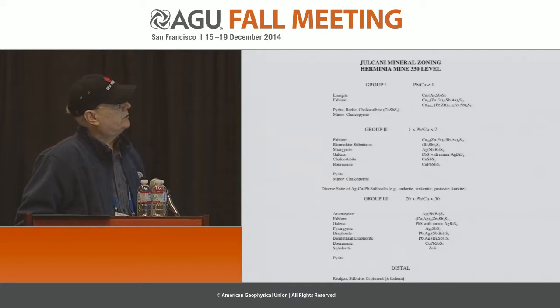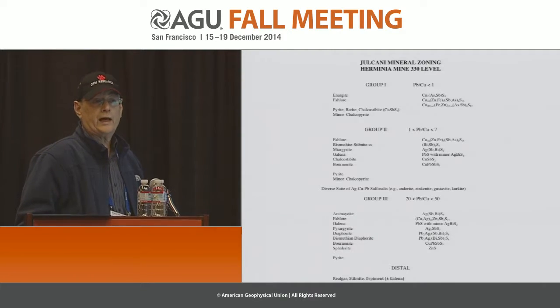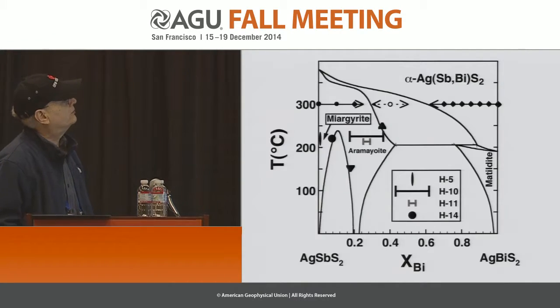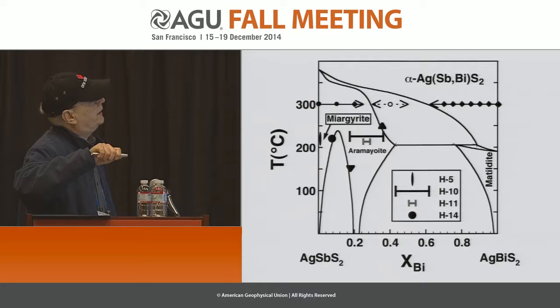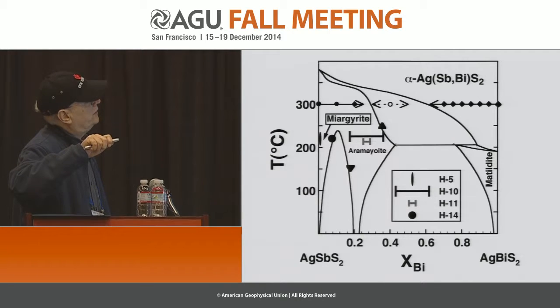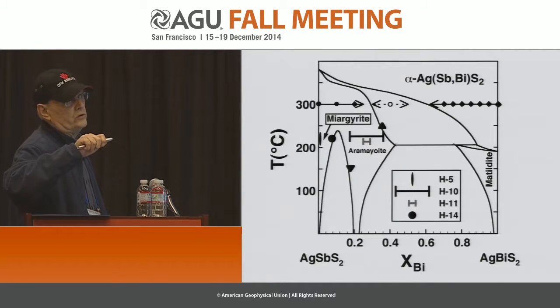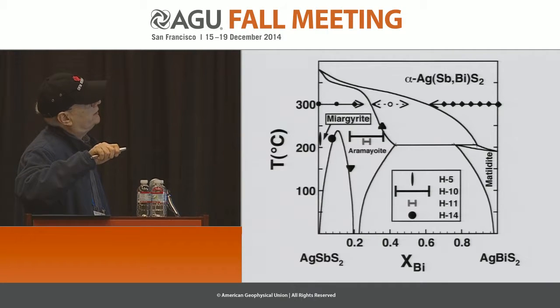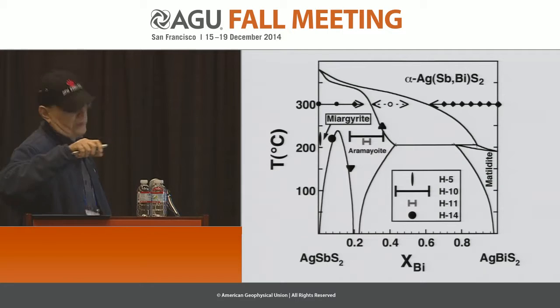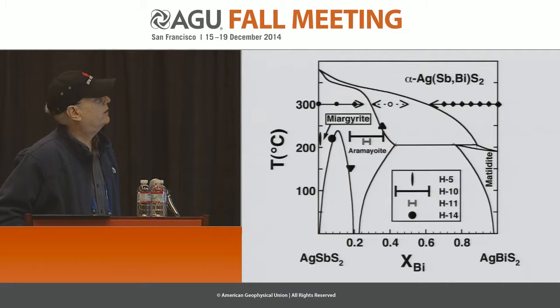And from that, we can establish that the temperature at which these reactions took place and were frozen in was about 220 degrees, based on various systematics, the first of which is the phase diagram for this system, silver antimony sulfide, silver bismuth sulfide, from Shuvo Ghosal and myself. You'll note that the miargyrites limit you to 210 to 215 on the downside, and the bismuth over bismuth plus antimony ratios in the arameaites and the decomposed masses limit you to about 235. So that's, call it 220 for the sake of argument.